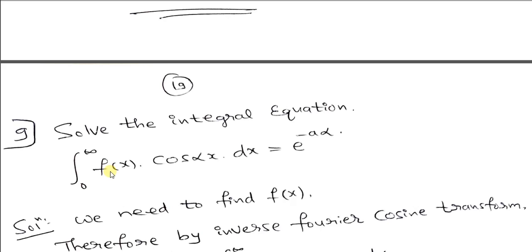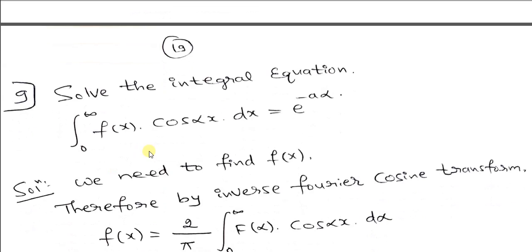How to find f of x? Again, the same logic we used in the previous problem. Of course, to find f of x you have to go for an inverse transform, but which inverse transform is the question. Since here they have given it in terms of a cosine function, it is sure that we have to find the inverse Fourier cosine transform to get the required answer for f of x, right? That is the observation you have to remember, and this e power minus a alpha represents F of alpha. Since it is a function, you have to treat it as F of alpha, and we have to find f of x with the help of the inverse Fourier cosine transform.